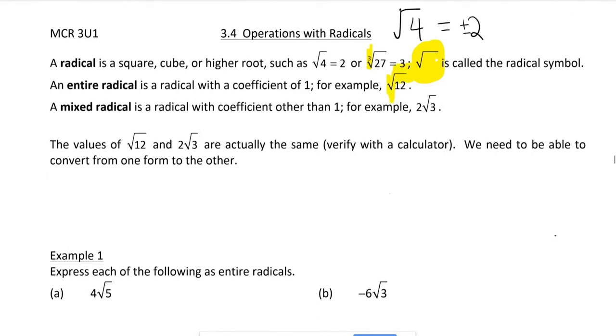Okay, and what is a mixed radical? A mixed radical is when you have a radical, but the first value in front of it, a coefficient, is not equal to 1. So how are they different? Well, with the entire radical, there is an invisible 1 in front of it, and that's why we don't write it. No one writes 1 times whatever. They just write that particular value. With a mixed radical, that first value, that coefficient, is not 1.